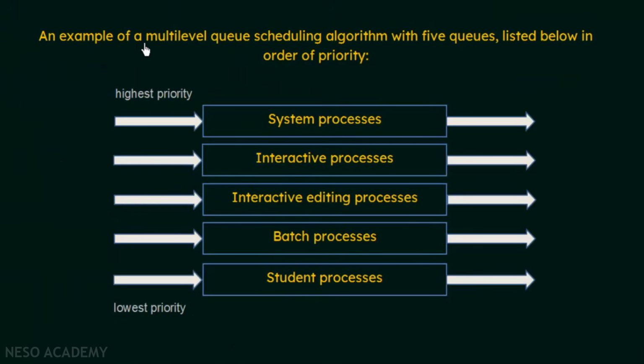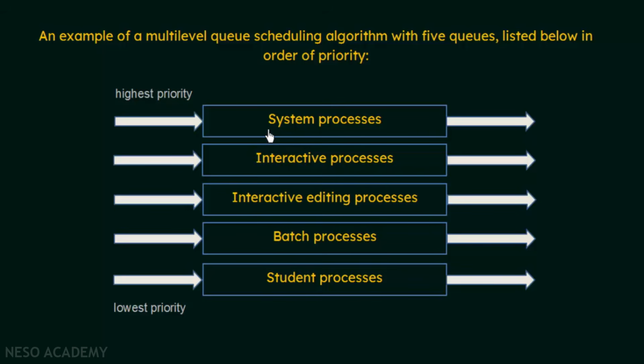So here is an example of a multi-level queue scheduling algorithm with 5 queues listed below in order of priority. Here we are having 5 queues, and these queues consist of different processes. And then the queues here, they are listed in order of priority. That means the first queue here has the highest priority, then the second one has the next highest priority, and it goes down like that, with the last queue having the lowest priority. So here we are going to have a multi-level queue scheduling.